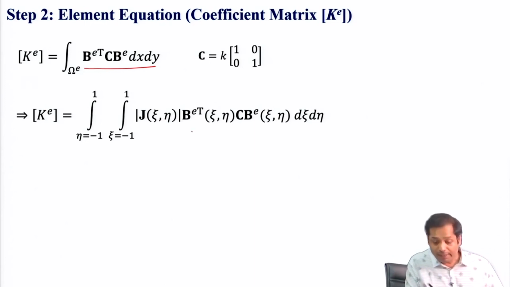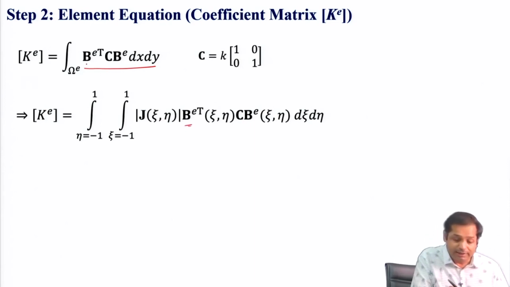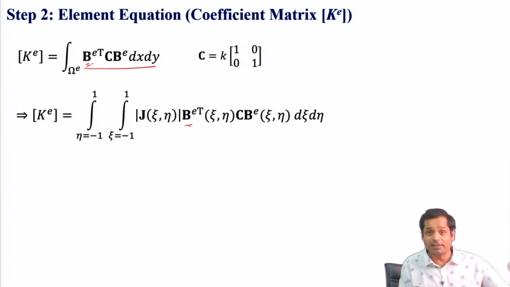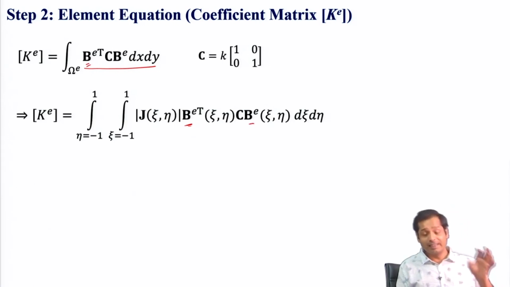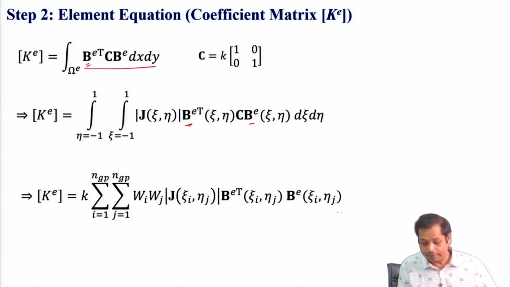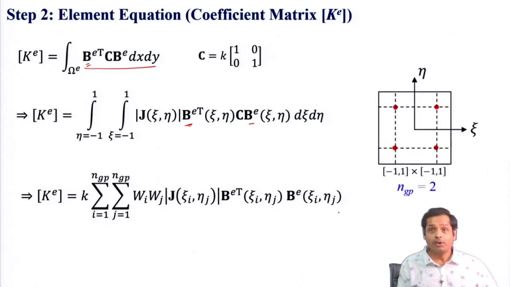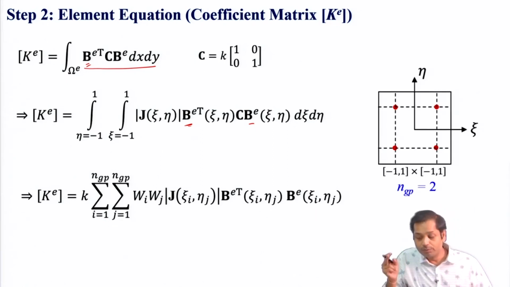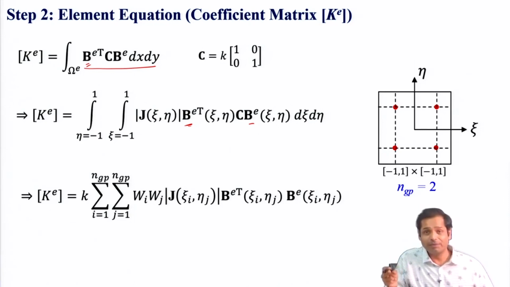Now b is written here as a function of x and y, but here we need to write b as a function of xi and eta. So then, in a summation form, we can write this, right? So we will use the 2-point Gauss quadrature technique. We will see the order of polynomial we eventually get, and the 2-point rule will be sufficient.